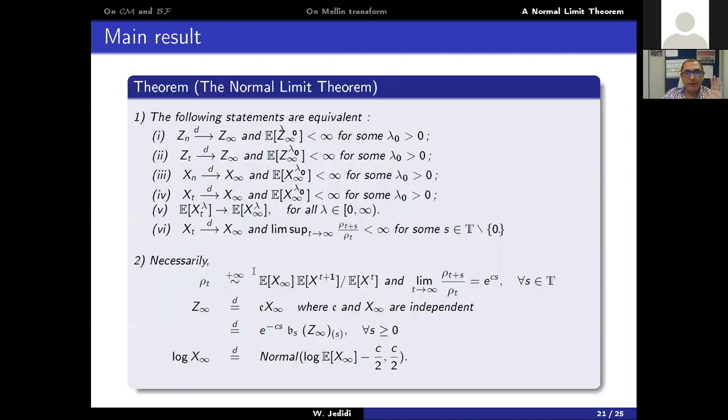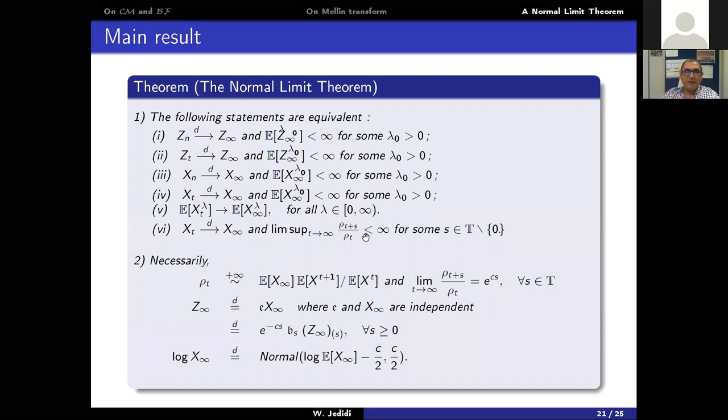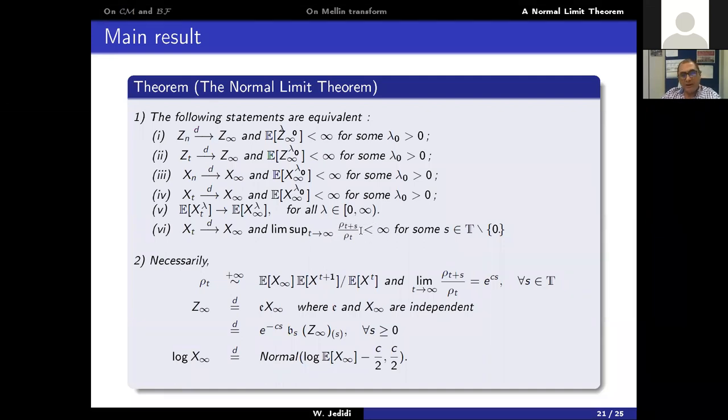So the second step is to use the heavy machinery. We just produce it, and we have the series of equivalences. So the convergence in distribution and the finitude of the Mellin transform ensure the convergence of the Mellin transform, and this necessarily gives this condition of, let's say, slow variation. And we were also able to identify the limits.